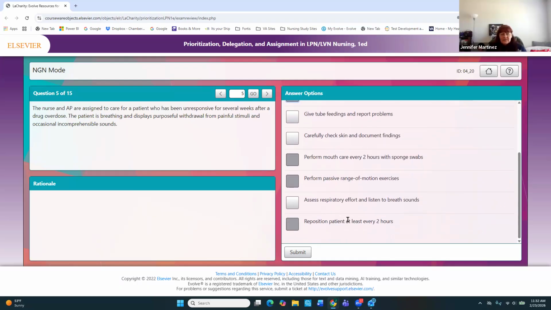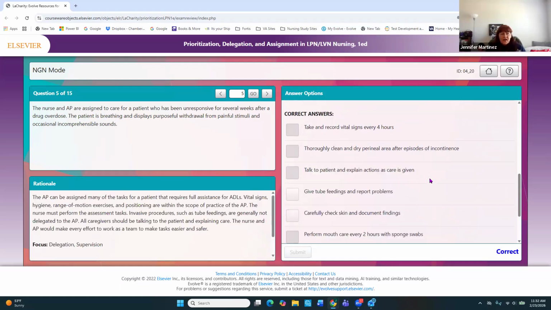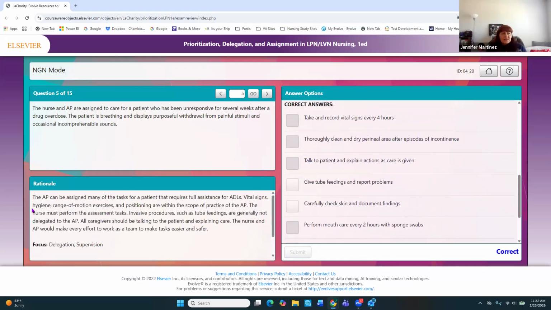All right. Let's see. Good job. Yes, absolutely. So the AP can be assigned the vital signs, the hygiene, the range of motion, and positioning. And then the nurse is going to perform any of the assessment tasks.